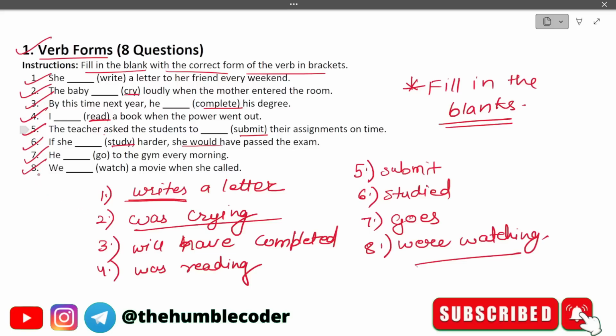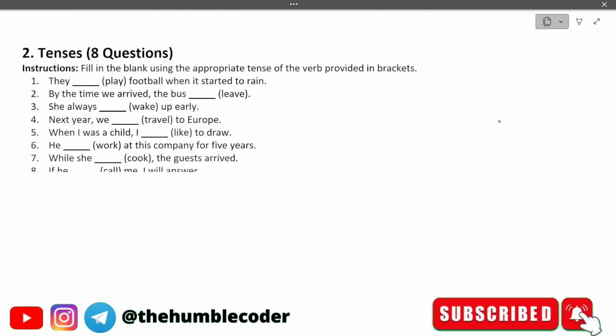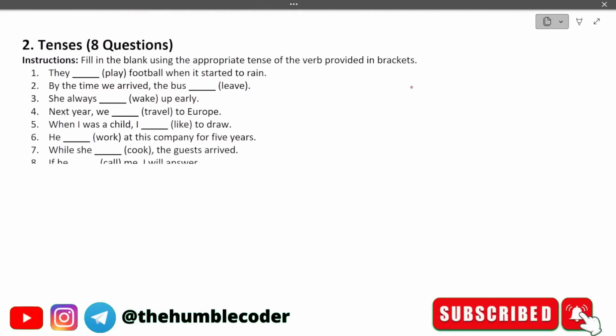I hope you have understood these types of questions, because you will get these types of questions in your communication assessment round. Moving on to the next set of questions, this is again fill in the blanks type of question. Okay, but as I told, in fill in the blanks also you will get different types or different patterns of question, and these questions are based on tenses. So let's read the instruction first, what we need to do in this type of question. Fill in the blank using the appropriate tense of the verb provided in the brackets. Let's see the first question.